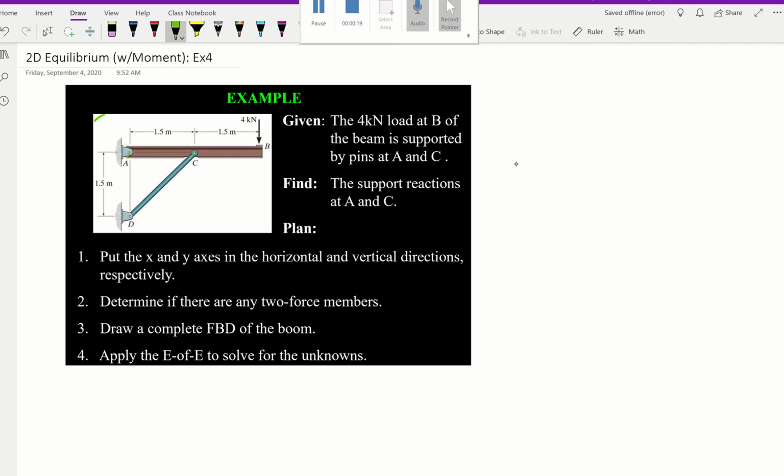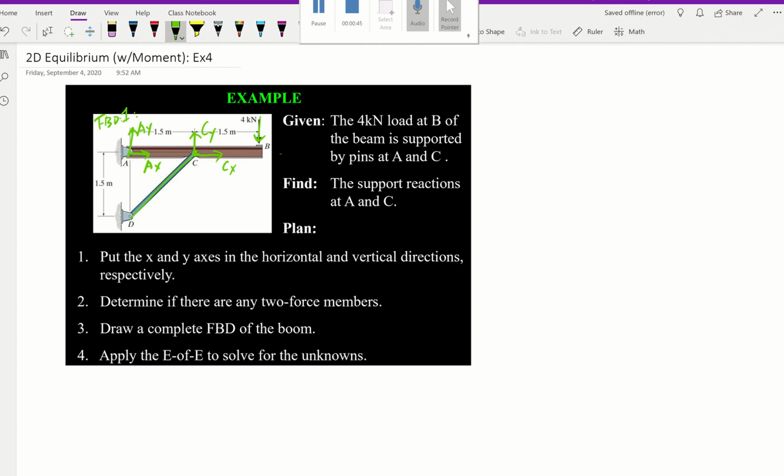So intuitively, if we're drawing the FBD, we know A is going to be a pin support, so we have AX and AY. Also, C is a pinned support as well, because AB and CD are connected at this pin C, so we'll have CX and CY. Of course, we have this 4 kilonewton at B. Knowing that, let's look at this FBD number 1.